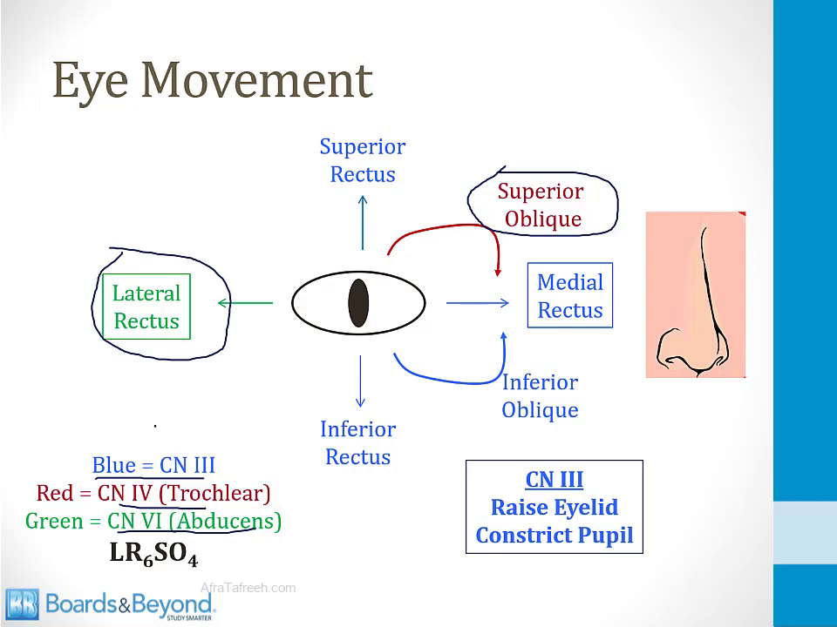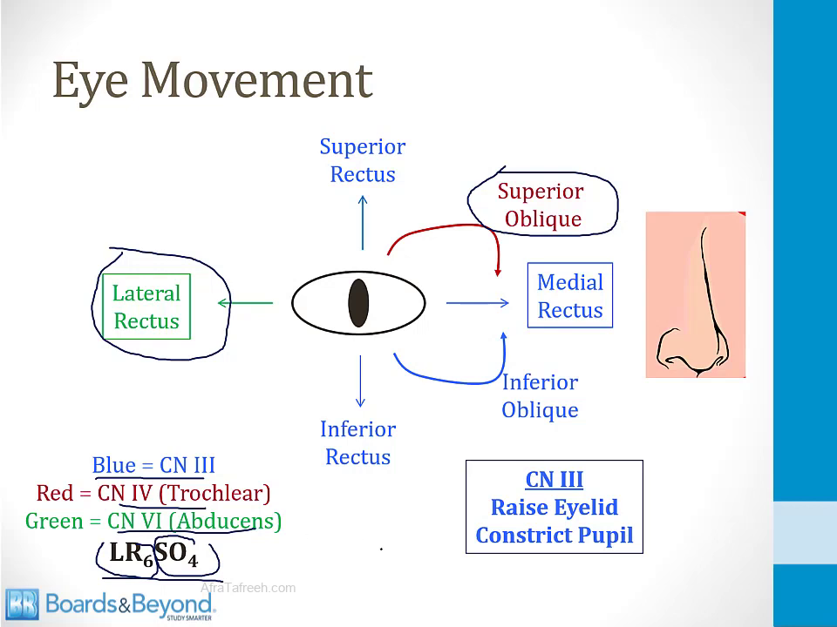Many medical students use this chemical formula to memorize the innervation of the muscles of eye movements. The chemical formula is LR6SO4. That stands for lateral rectus innervated by cranial nerve 6 and superior oblique innervated by cranial nerve 4. All other muscles of eye movement are innervated by cranial nerve 3.